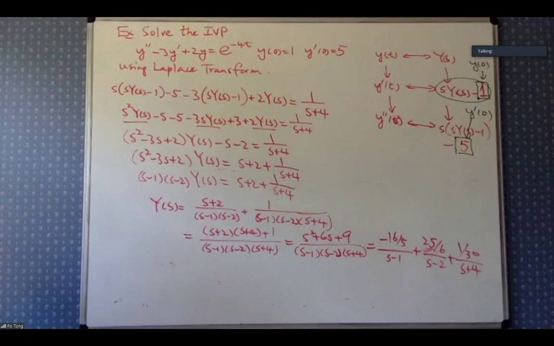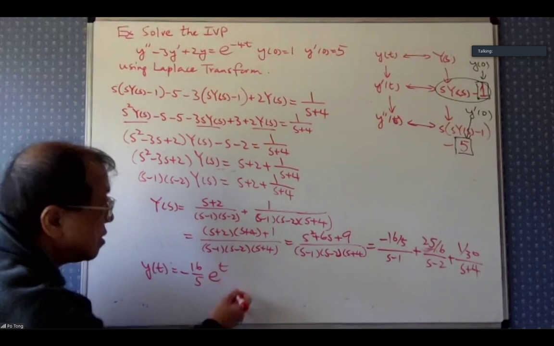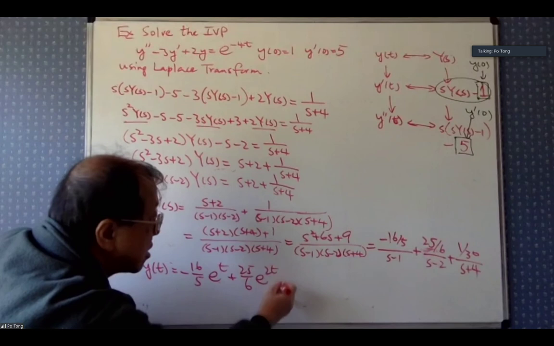So what is the answer? Minus 16 over 5 e to the power t plus 25 over 6 e to the power 2t plus 1 over 30 e to the power 2t plus 1 over 30 e to the power minus 4t.